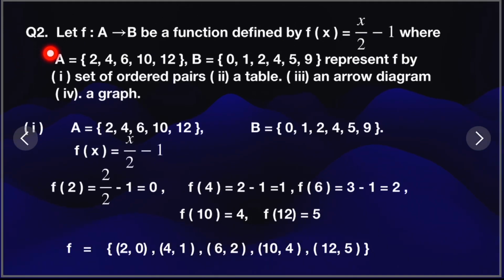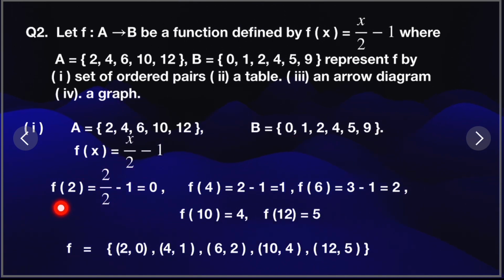Question 2. Let f from A to B be a function defined by f(x) is equal to x/2 minus 1, where A is this, B is this. Represent f by a set of ordered pairs. So let's first do the set of ordered pairs. So here is A, here is B, here is the function.